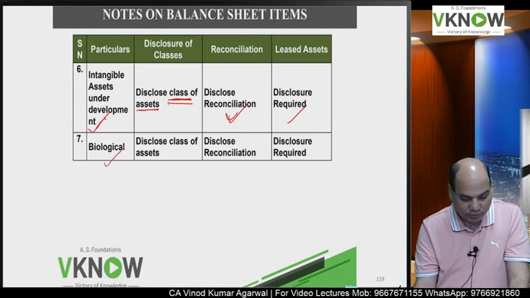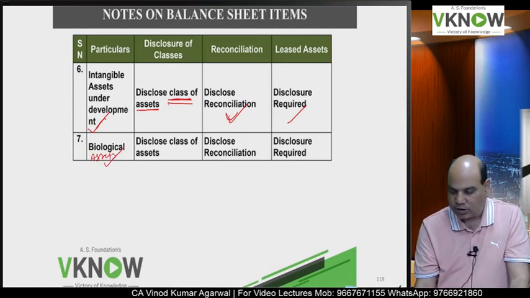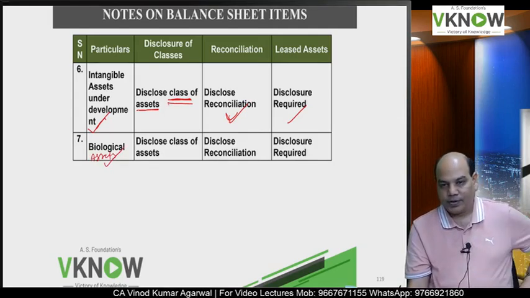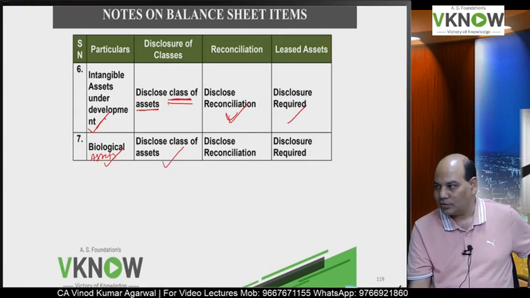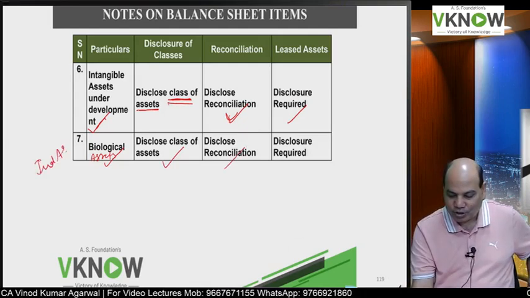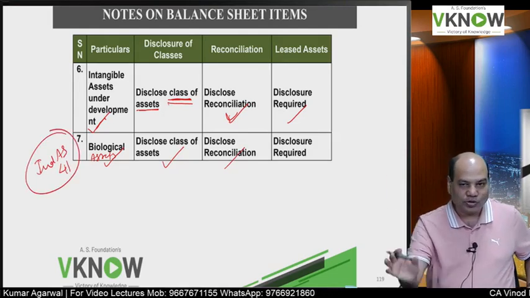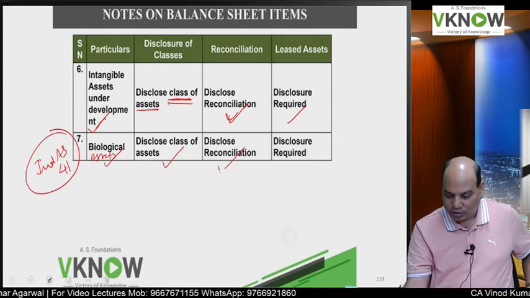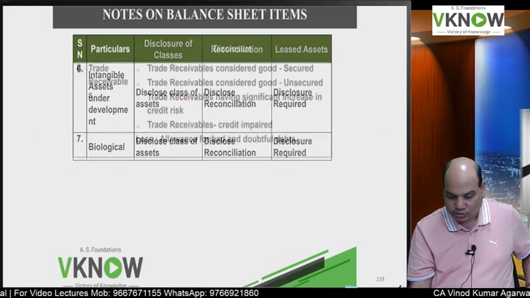Biological assets, like animals and plants. You have to disclose again the class of asset, how many sheep, goat, cow, elephant, horses. Okay. Then reconciliation, refer Ind AS 41 for more detailed disclosure requirements. That time there is one page of disclosure, I will tell you later. And disclosure is required for leased asset also.